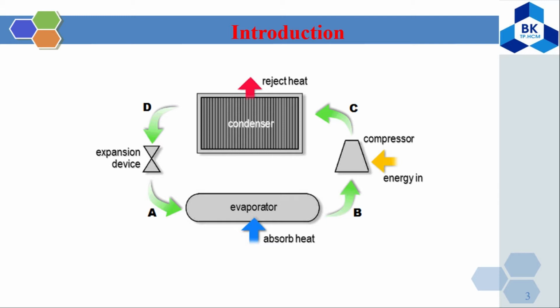The compressor receives energy, normally electricity, in order to compress the gas from state B to state C. And then from state C, the refrigerant goes into the condenser, rejects the heat, and becomes liquid at state D. From the liquid at state D, it goes into the expansion device, reduces the pressure and becomes low pressure at state A. And finally it goes to the evaporator. The liquid refrigerant will evaporate, absorb the heat, and become vapor at state B.